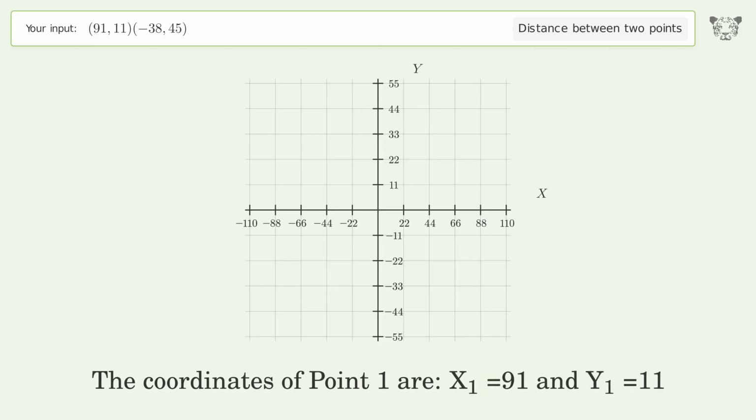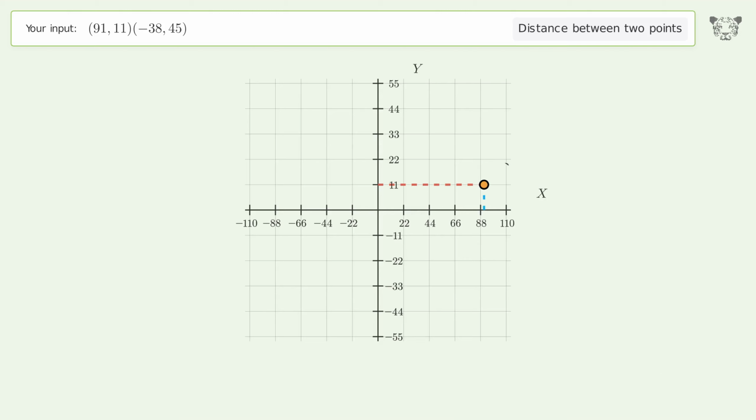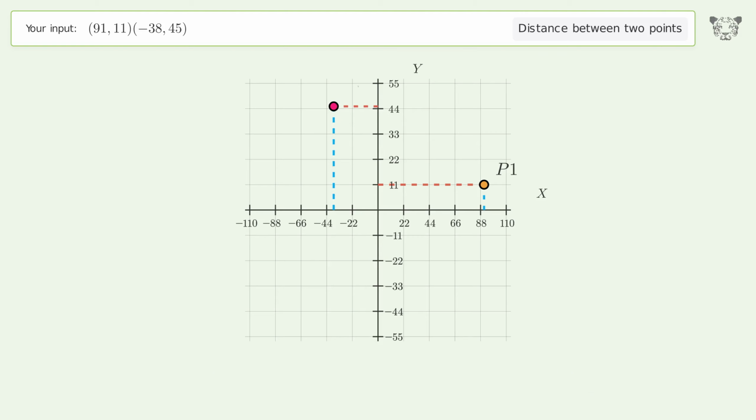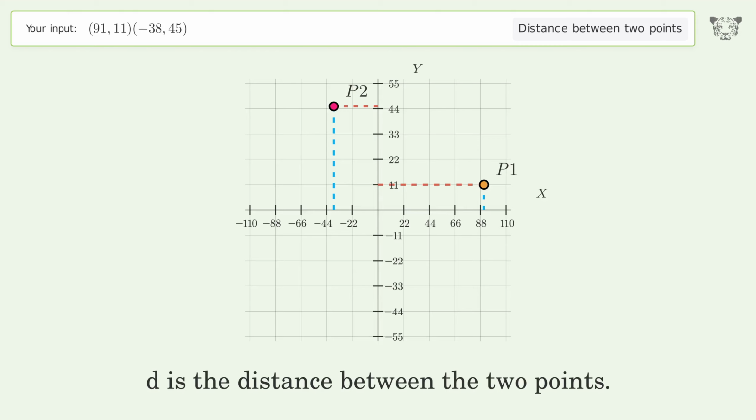The coordinates of point 1 are x1 equals 91 and y1 equals 11. The coordinates of point 2 are x2 equals negative 38 and y2 equals 45. D is the distance between the 2 points.